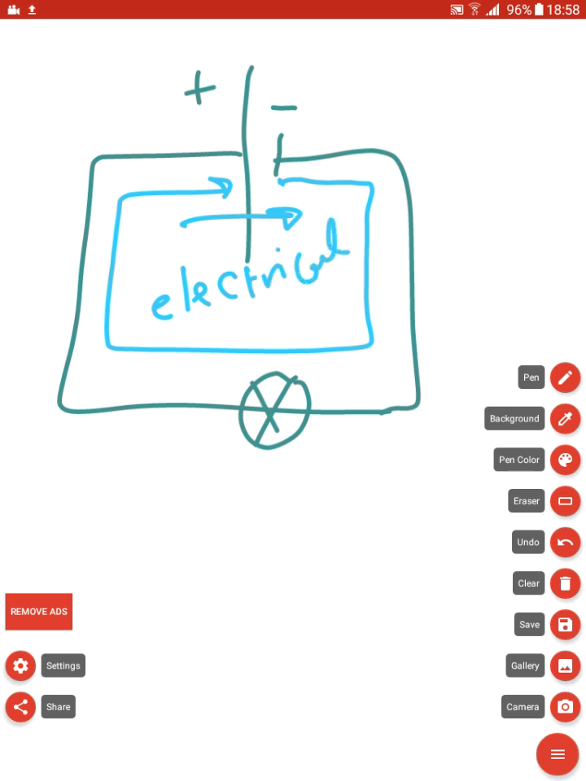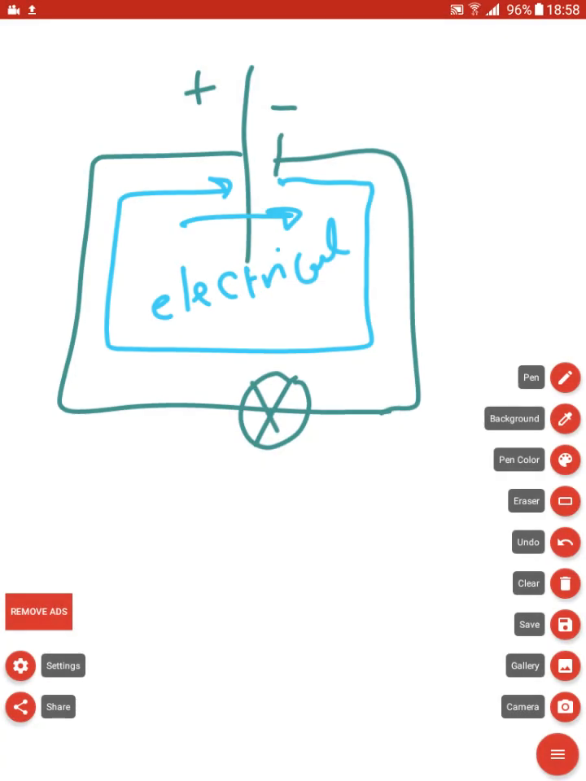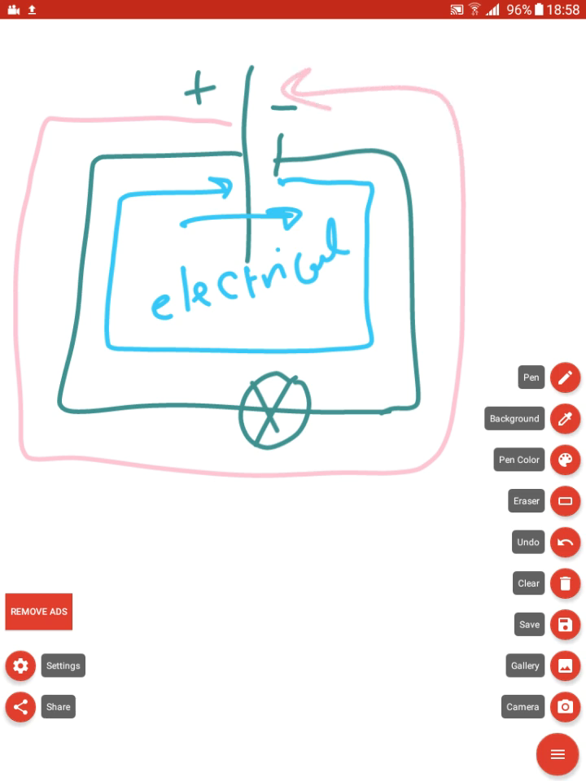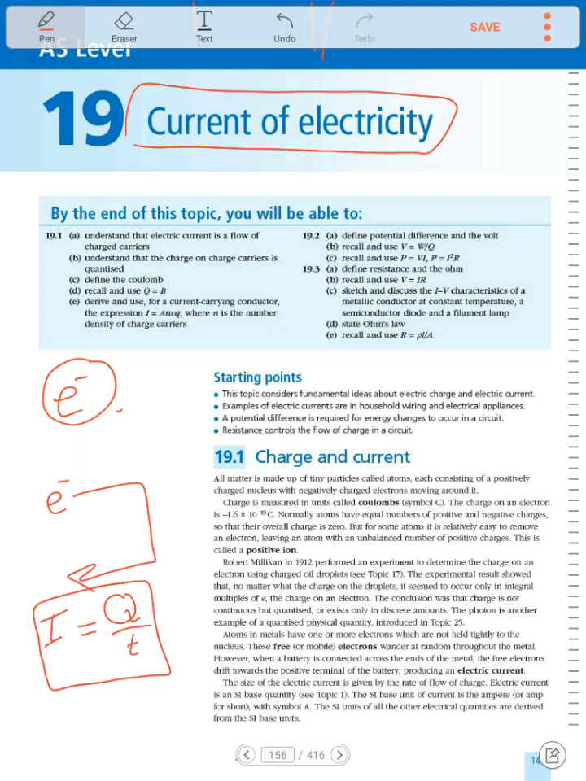Okay, now we will use the conventional current, which is the movement of positive charges from positive to negative outside the battery and from negative to positive inside. We will use this current because it was known before knowing the movement of the electrons.